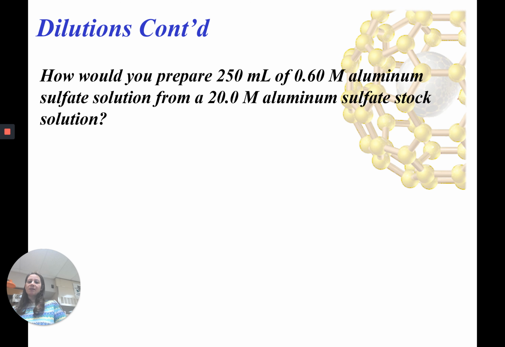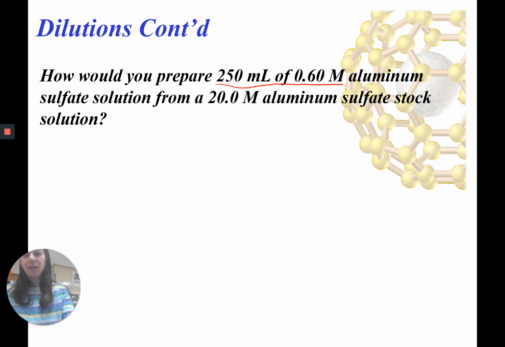Let's try another problem. It says, how would you prepare 250 milliliters of 0.60 molar aluminum sulfate solution from a 20 molar aluminum sulfate stock solution? So this problem is actually more practical.